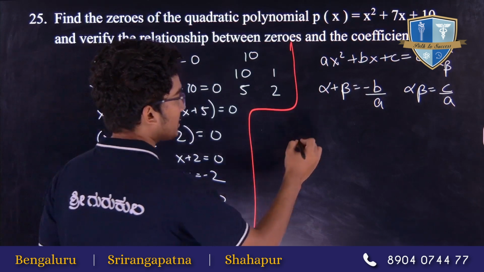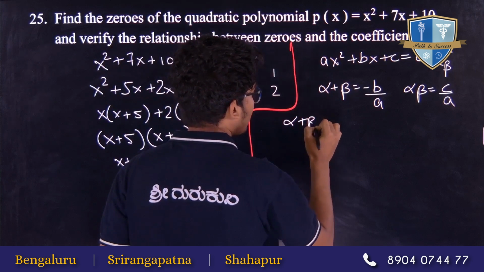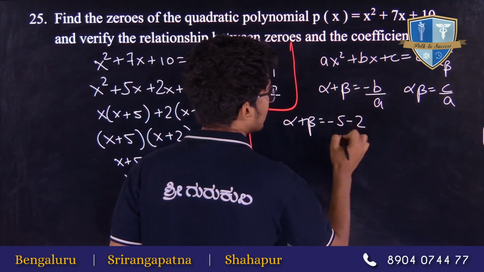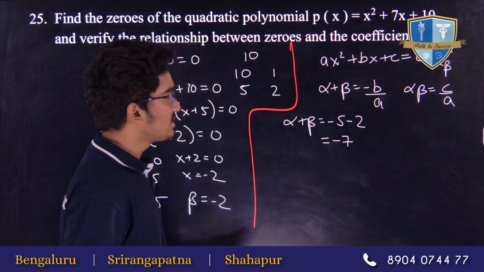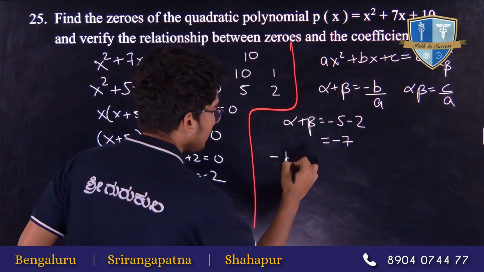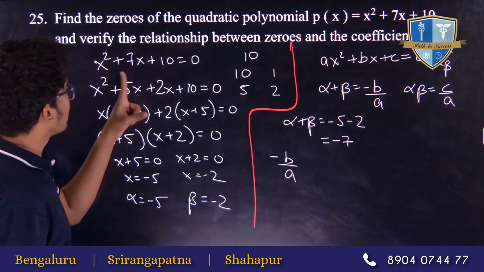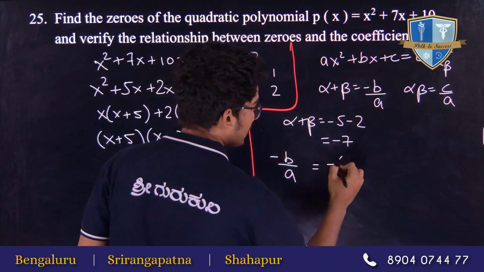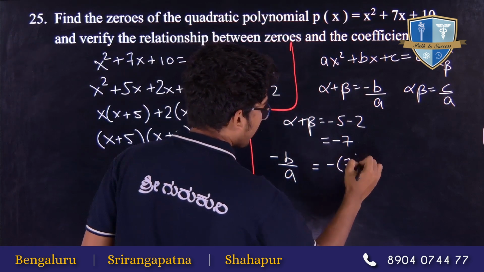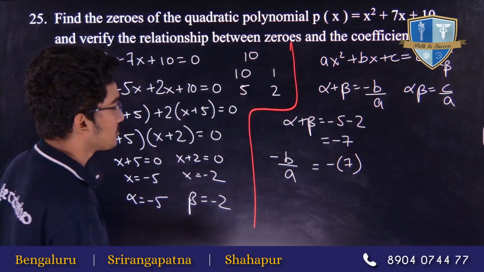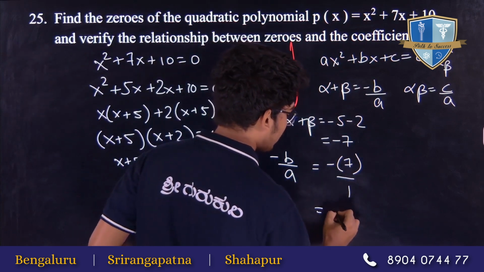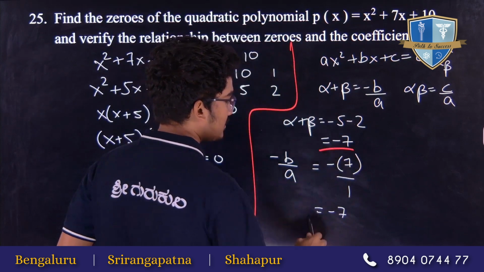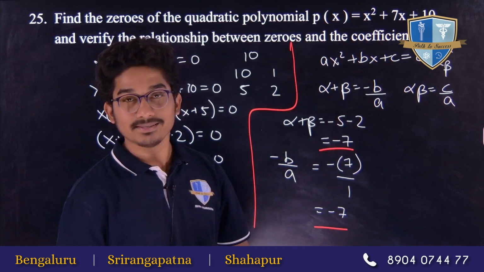Summation of these two roots, that is alpha plus beta, is equals to minus 5 minus 2, which is equals to minus 7. Now let's find minus b by a as well, from this equation. Here our b is 7, so minus b will be minus 7 divided by a. A is 1, so divided by 1, which is equals to minus 7. So yes, these are equal. So alpha plus beta is equals to minus b by a.